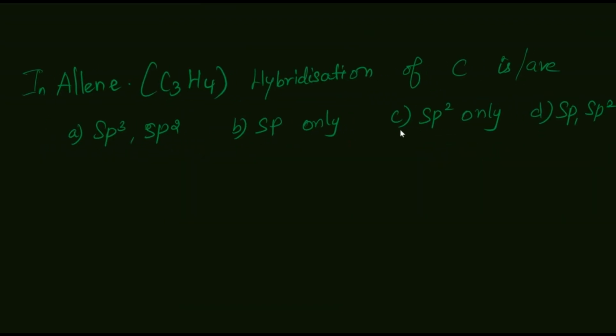Then the next question, on allene. What is allene? It is an exceptional, or you can take it as an important compound when we are talking about isomerism. Allene exhibits isomerism because of its perpendicular structure. So the question is that for C3H4 allene, the hybridization of carbon is. Allene has adjacent double bonds. So what is the hybridization of carbon over here?